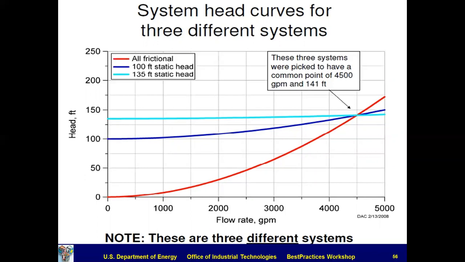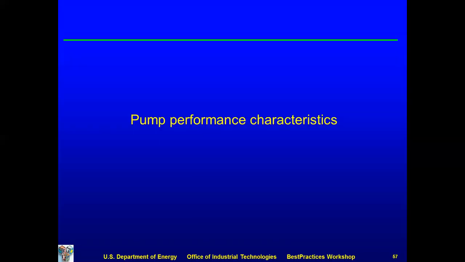It has 135 feet of static head, and at 4,500 GPM the head only rises to 141, so it has very little frictional effects as the fluid goes through the piping system to deal with. Okay, so all three of these curves were set up and fit to go through a common point of 4,500 GPM at 141 feet of head.